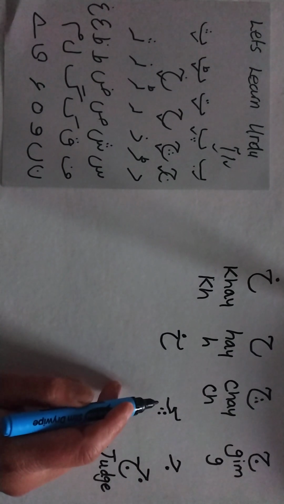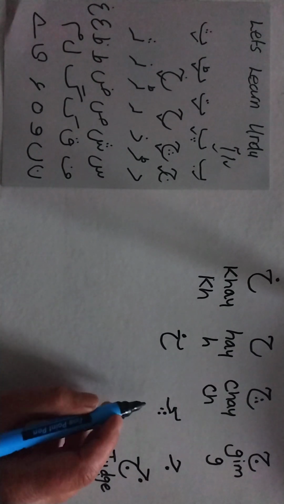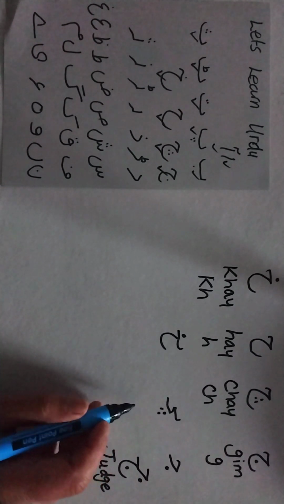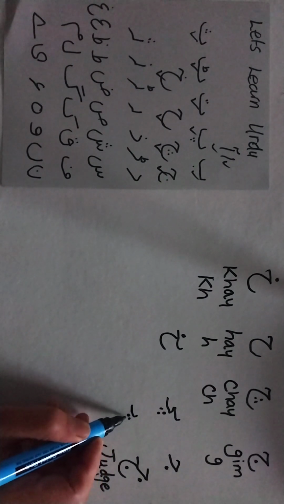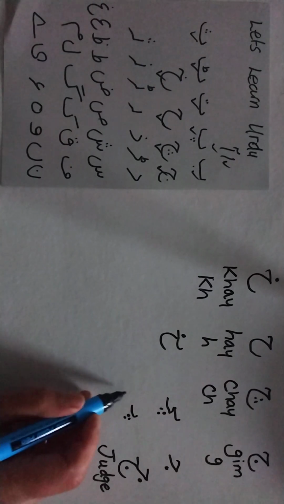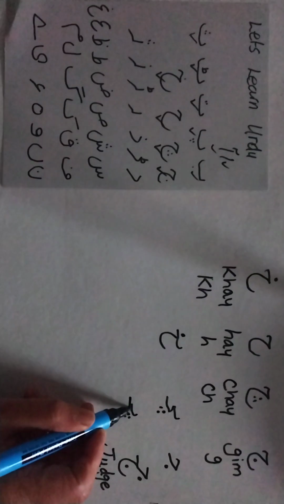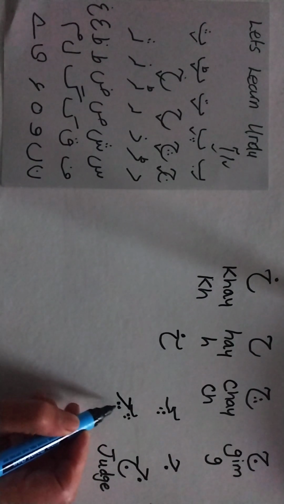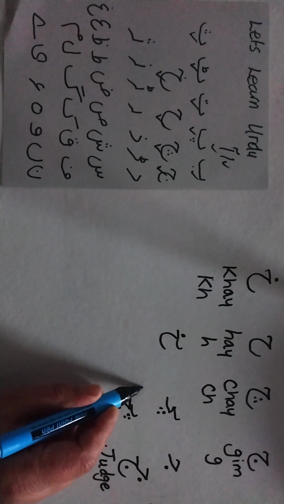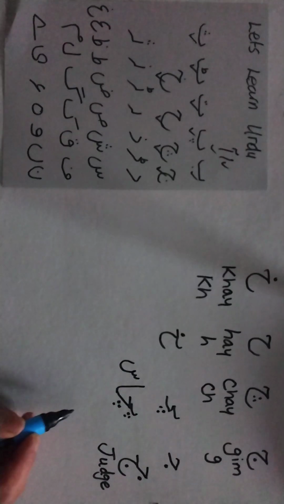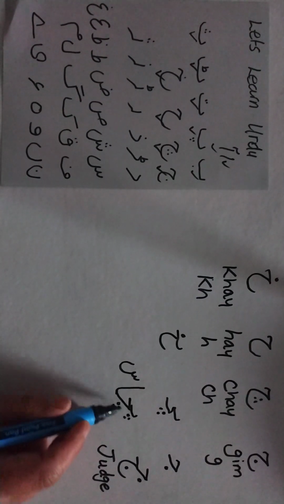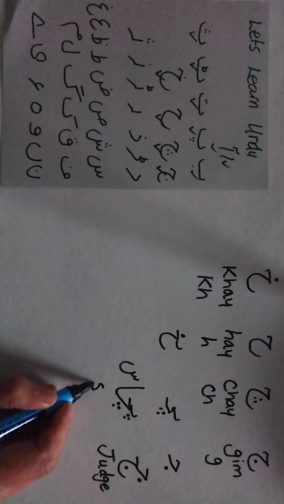If we are writing it in the middle, then we are going to say P, that is P, and then we write Ch, put alif and seen. So that is Pachas, which means 50.